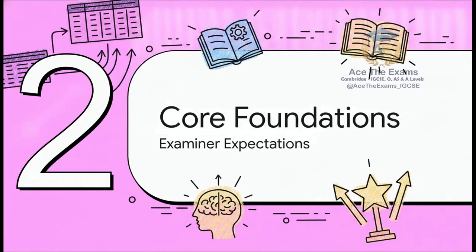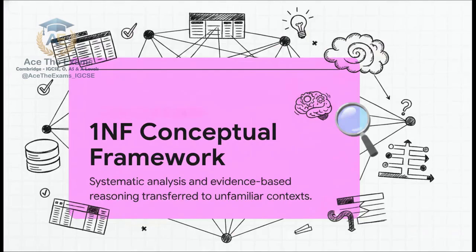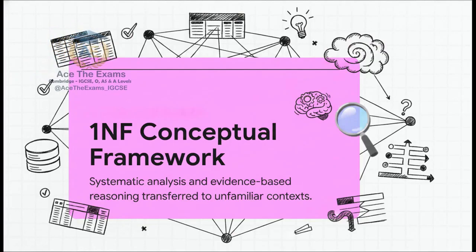That brings us to Level 2, core theoretical foundations. It's time to transition from knowing why students fail to understanding exactly what examiners actually want to see on your paper. We are going to decode the specific assessment objectives for computer science and reveal how top-tier students structure their thoughts. So, here is the golden rule, the crucial point of this entire explainer: mastering 1NF, or any complex computer science topic, isn't just about memorizing facts. It's about proving you can apply logical, evidence-based reasoning to entirely new, completely unfamiliar contexts. It is a conceptual framework.